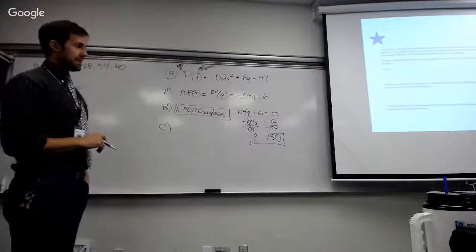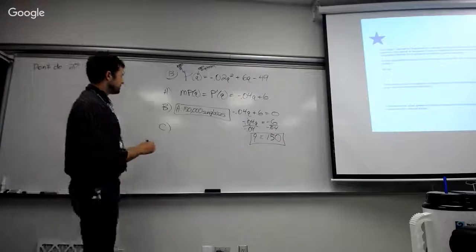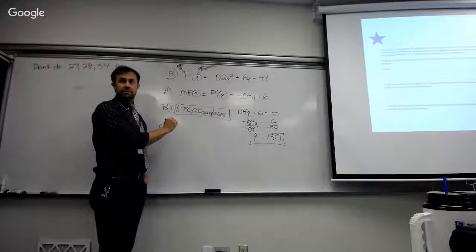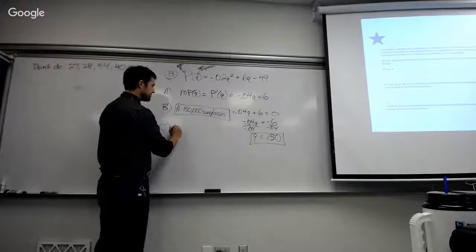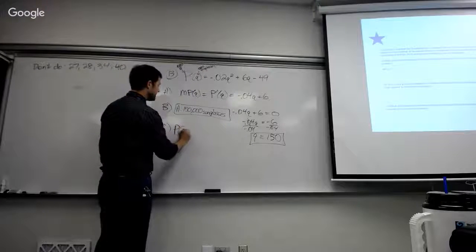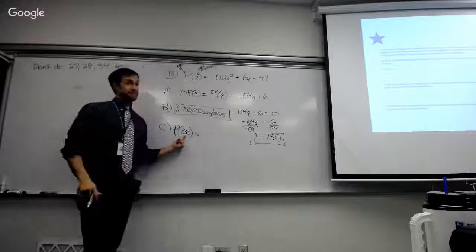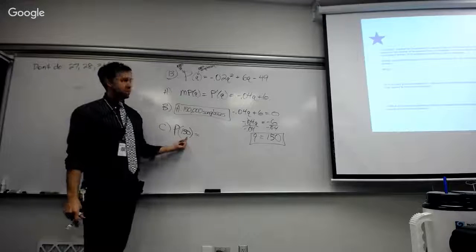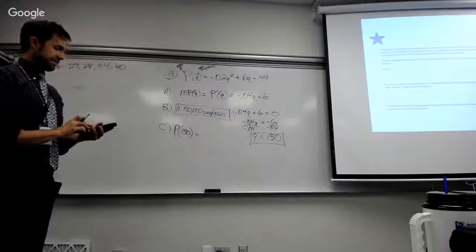So what is the actual maximum profit? To find the profit, we plug it right back into the original, right? So we're going to plug in 150. This is the important thing. See, if you plugged in 150,000 right now, that would give you the wrong answer. So we're going to go ahead and plug that in.